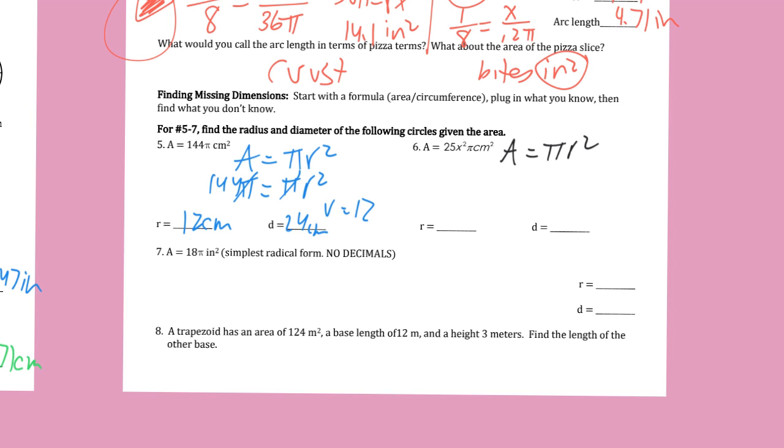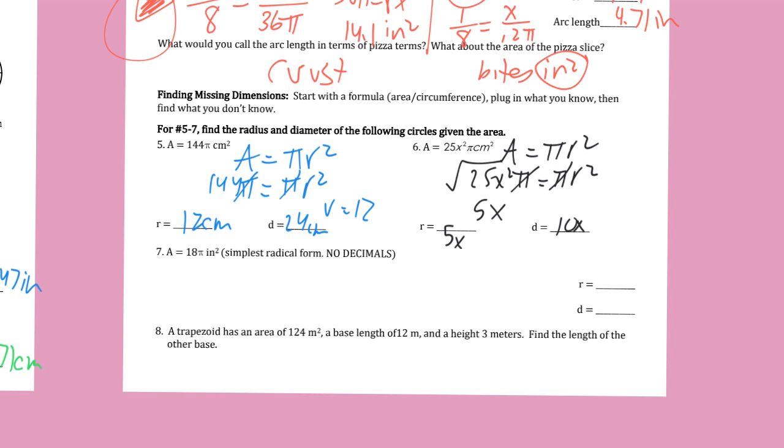Cool. So this area here is 25x squared pi, and that equals pi r squared. Divide both sides by pi. So you get r squared equals that. So square root both sides. If you square root this side here, the square root of 25 is 5, the square root of x squared is x. So I guess your answer is 5x for the radius. And then that means that the diameter would be 10x. Okay, cute.